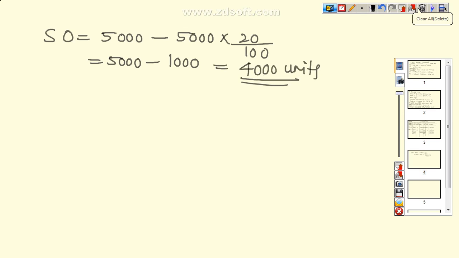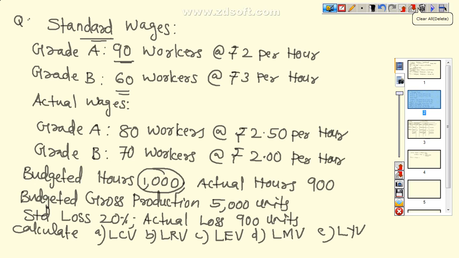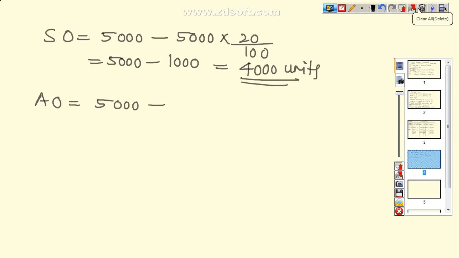And we calculate actual output, which is equal to 5,000 minus actual loss. According to the question, actual loss is given as 900, so we write it here 900. So that is equal to 4,100 units. So all the information is known.